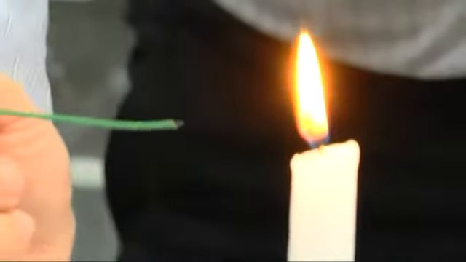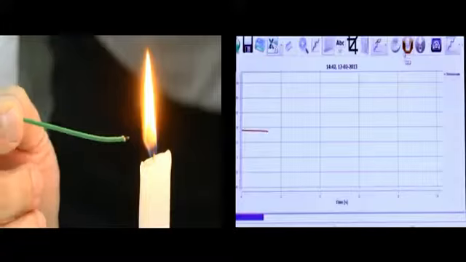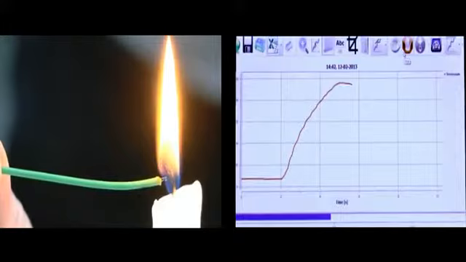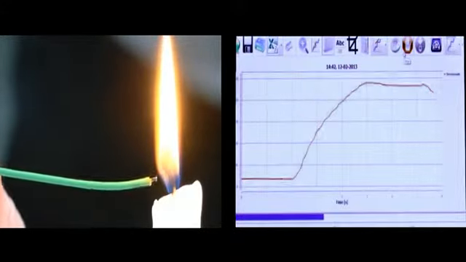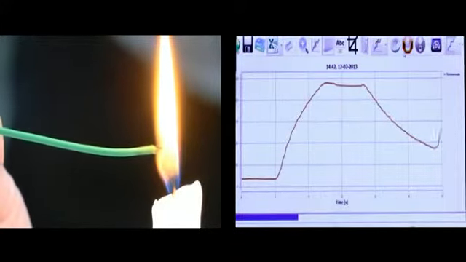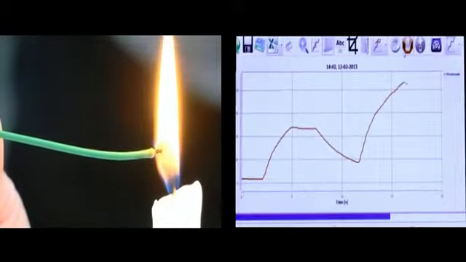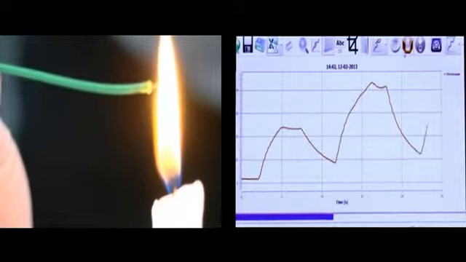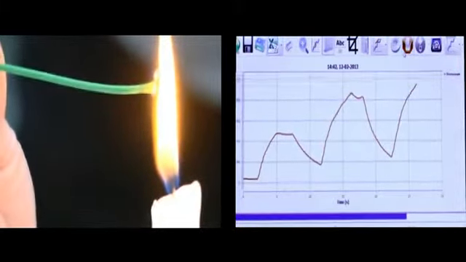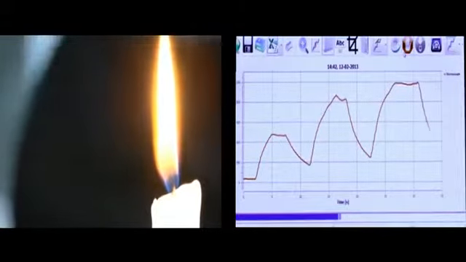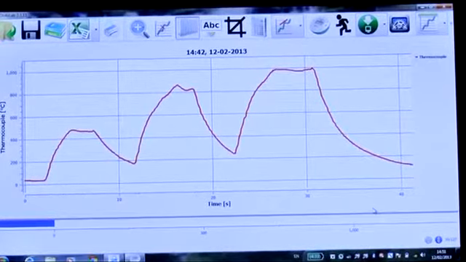Let's begin. We will insert the thermocouple temperature sensor into the blue zone. After the temperature reading stabilized, we will move to the orange zone. And then to the yellow section. Here is the candle flame temperature recording.